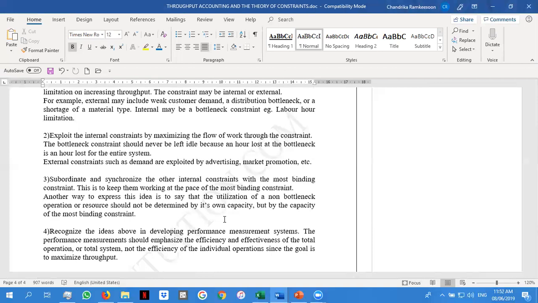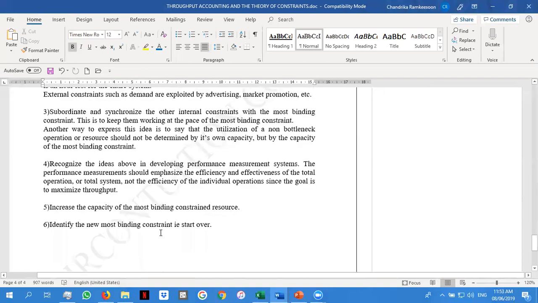Because if the 4 employees go ahead and do as much as they like and as much as they can do, and the 5th employee, as in our example, is always behind time, then that would create additional stocks or additional work which cannot be completed, additional effort which will come to naught. So everything has to work at the pace of the weak one. Now, of course, I am not saying that we will leave it like that. Remember, I told you what the company would look for, as you would see here in step 4, is to try and do something about it. But as long as it exists, it is important to work at the pace of the most binding one in order to avoid wasted resources, time and effort. Another way to express this idea is to say that the utilization of a non-bottleneck operation or resource should not be determined by its own capacity, but by the capacity of the most binding constraint.